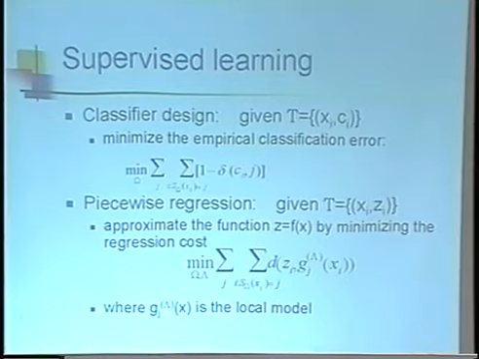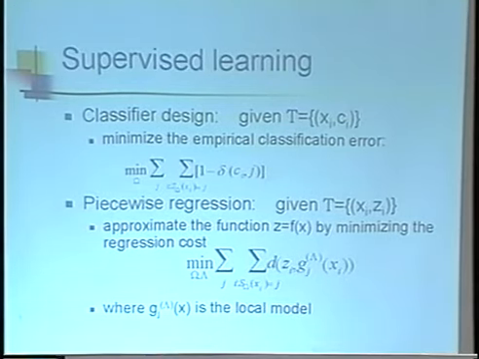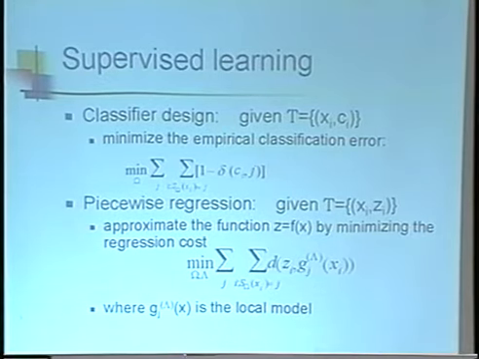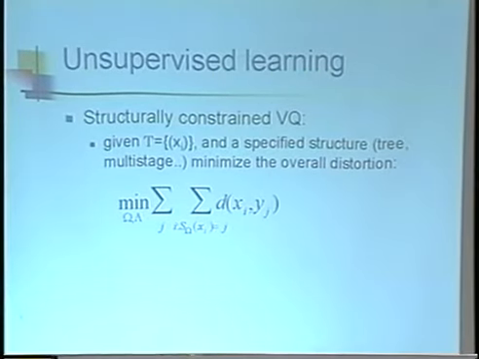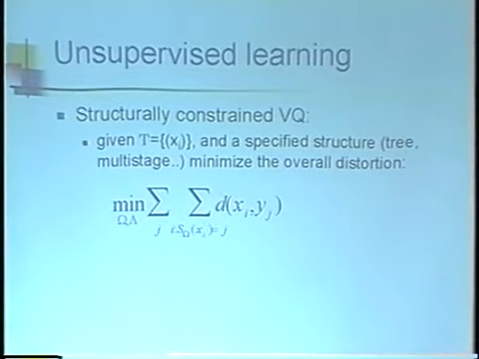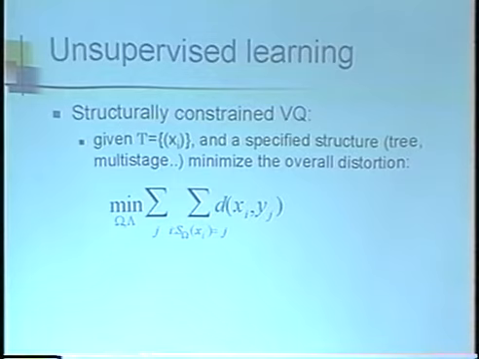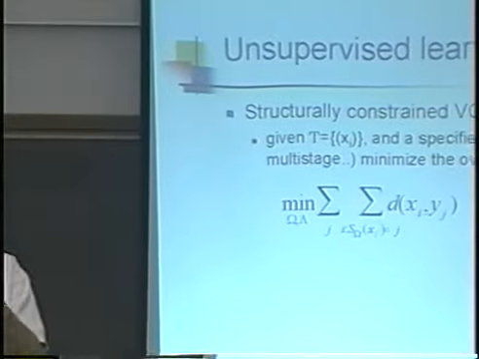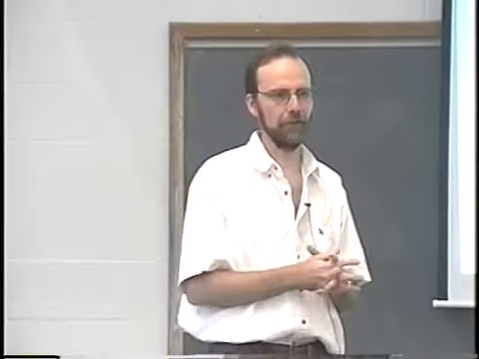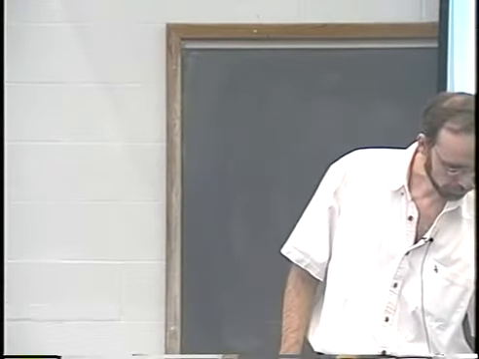So the particular case of classifier design is just this. We have a training set of points and labels, and we want to minimize over the parameter set omega the misclassification error. And piecewise regression, similar thing. You want to partition the space and put a local model in each place, so as to minimize the regression error. Structurally constrained VQ is a kind of amusing result that we could go back now to VQ and show that actually now you can impose structures on it, because in some applications you may want to limit the complexity of the solution. A vector quantizer may have too many vectors in the codebook, so you want to reduce the complexity, you impose a structure.